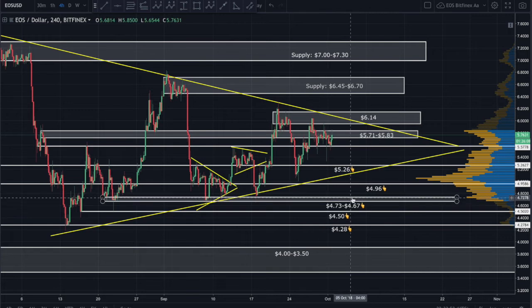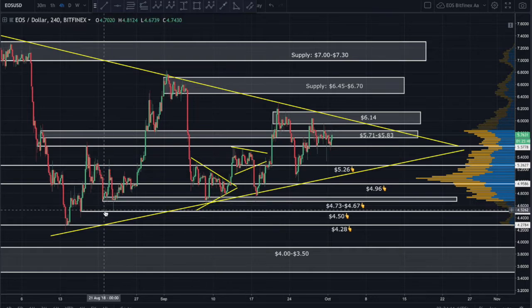And by a bear trap, that means market makers drive price down, make everybody think it's going to fall down to much lower prices. They trap people into short positions, and they turn it right back around and go long to liquidate those short positions. This is the area where that would happen, in my opinion, between 473, 476. It's happened many times here in the past.